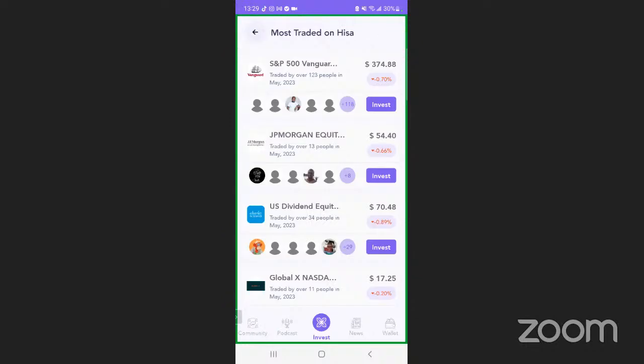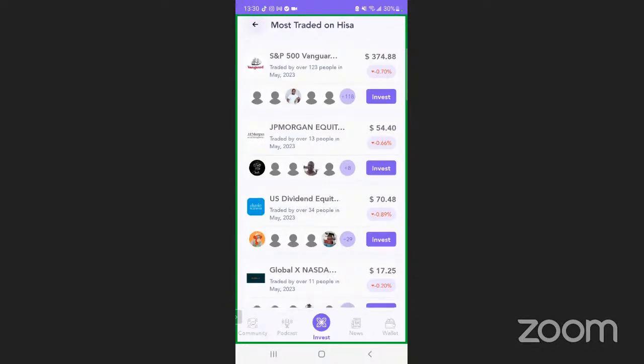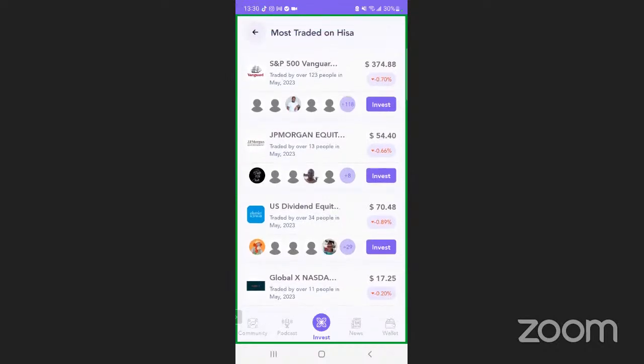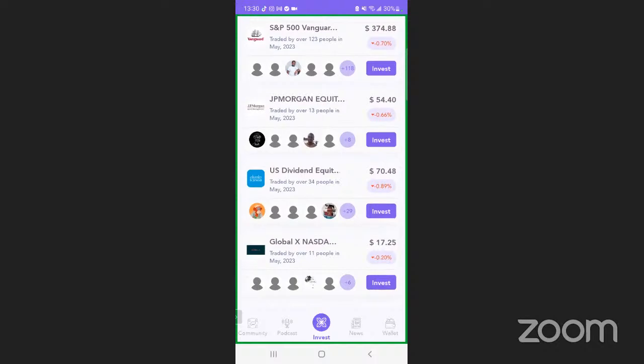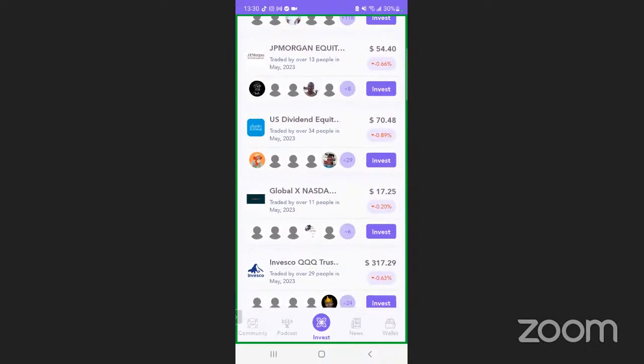So the S&P 500 ETF is the most traded on Hisa. So you can see some of the people who are investing in this ETF. Then the second one is the JP Morgan Equity ETF. This should be JP, I think. Yeah, this is JP. Then we have the US dividend equity ETFs.